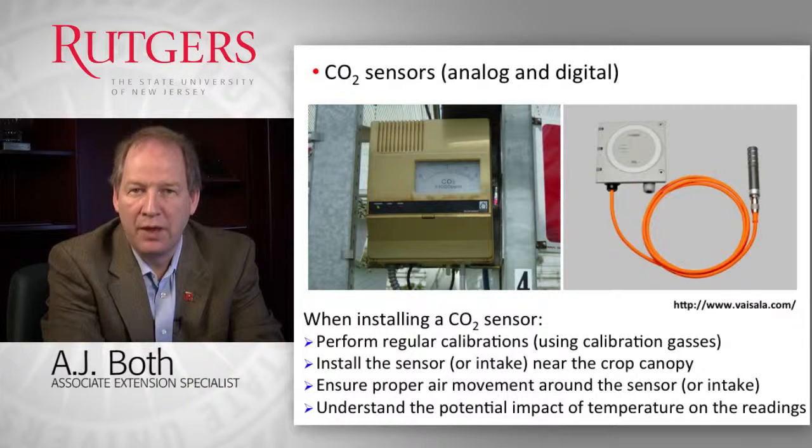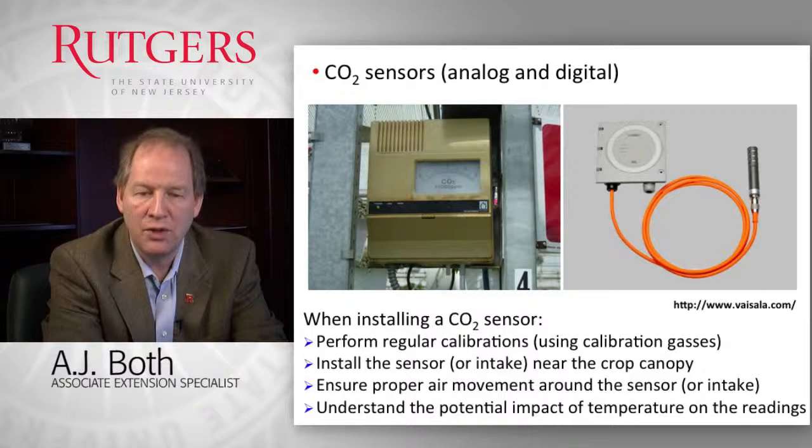This slide shows you different types of sensors that we use to sense the CO2 concentration. On the left-hand side you have an analog sensor, and on the right-hand side you have a digital sensor. Again, I want to stress this, it's important that you calibrate these sensors regularly, so you need to introduce calibration gases at specific concentrations to make sure that the sensor is giving you the correct readout, and you need to do this regularly to ensure yourself that the system is working properly.